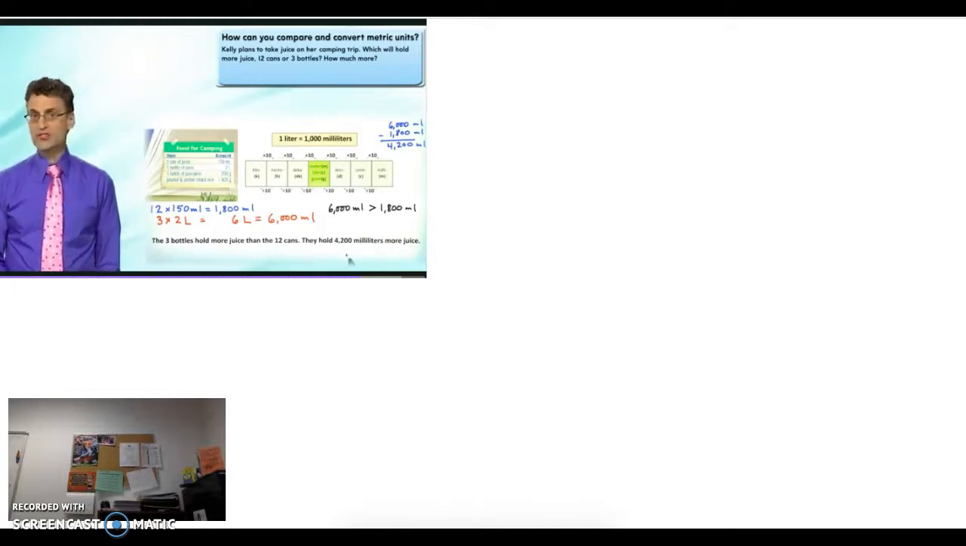And so we see that the 3 bottles actually hold a lot more juice than the 12 cans. They hold 4,200 milliliters more juice. And how do we do that? Well, we first figured out how much juice is held in the 12 cans, how much juice is held in the 3 bottles, and then we got 2 different types of metric units, so we converted them to the same type of metric unit, and then we can compare those and see the difference and get the answer.